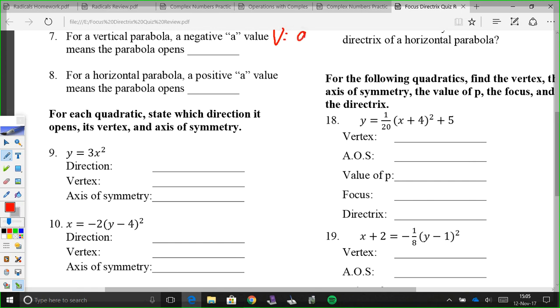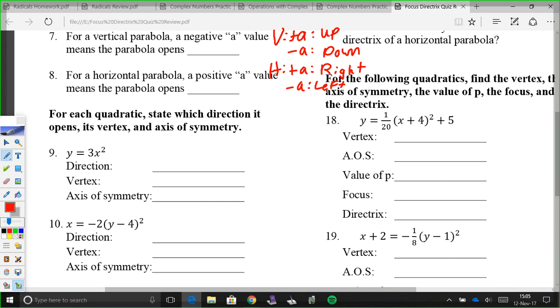For vertical parabolas, if the a value is positive, then your parabola opens up. If the a value is negative, it opens down. For horizontal parabolas, remember horizontal is left and right, so a positive a value means it opens to the right, and a negative a value means it opens to the left. You're going to have to be able to determine in some questions whether it's vertical or horizontal, just like we did in the first 6, and whether or not the a value is positive or negative. Follow that little chart, that information, to answer that.